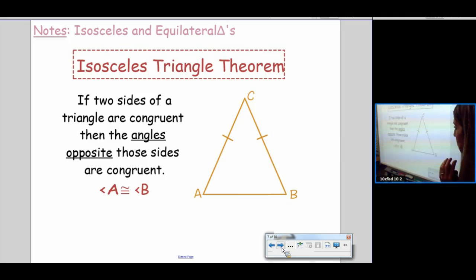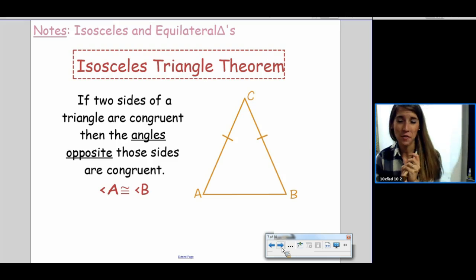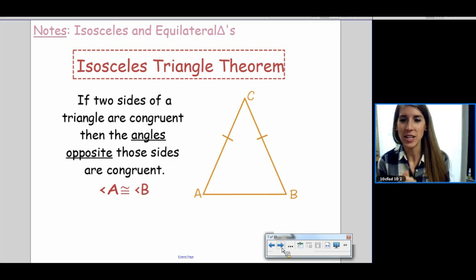First theorem of the day. I actually showed you this theorem a few weeks ago because you needed it for one of our worksheets, but let's write it down officially now. The isosceles triangle theorem. If two sides of a triangle are congruent, then the angles opposite those sides are congruent. So if CA is congruent to CB, then angle A is congruent to angle B.